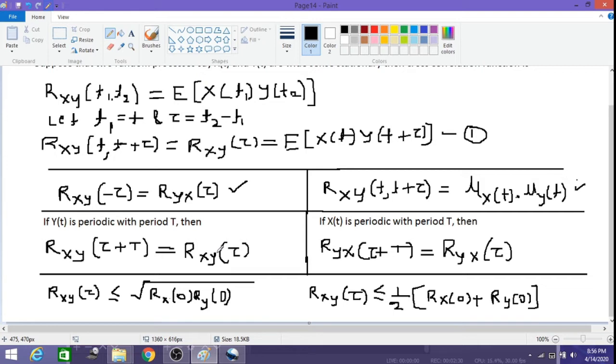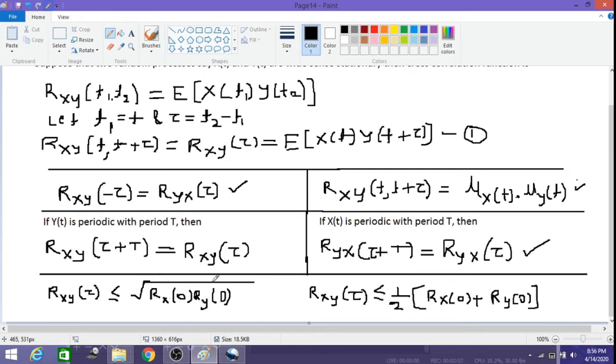If any one of the random process is periodic, say in this case if y of t is periodic, then its cross correlation function is also periodic. That is what it means. Also, if x of t is periodic with fundamental period T, then its cross correlation function also results in period T. It means after every time period T, it will repeat. That is ryx of tau minus T is equal to ryx of tau.